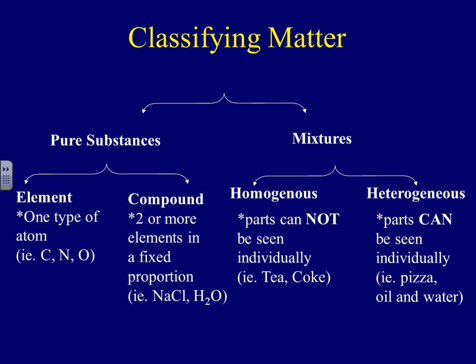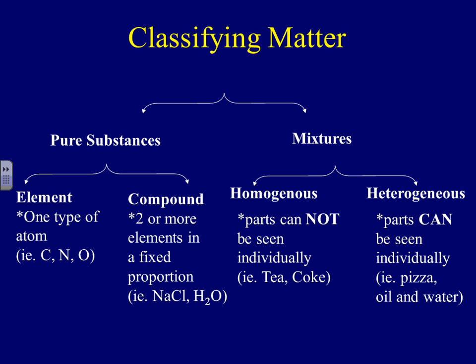Our air in front of us is a mixture. It's a mixture of nitrogen gas, oxygen gas, there's some carbon dioxide, some water vapor, some argon. But you cannot see those individual things. So our air is a homogeneous mixture of gases.